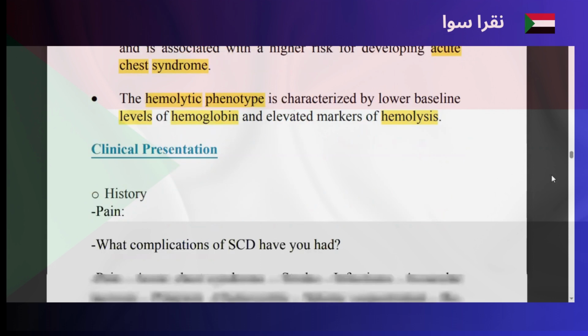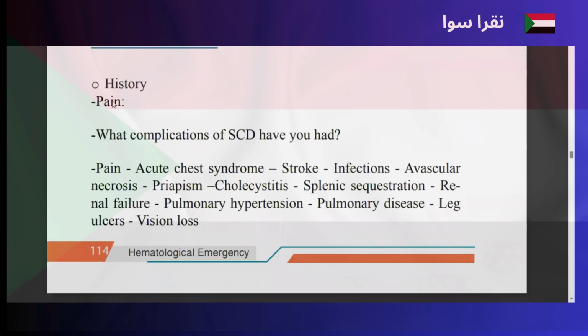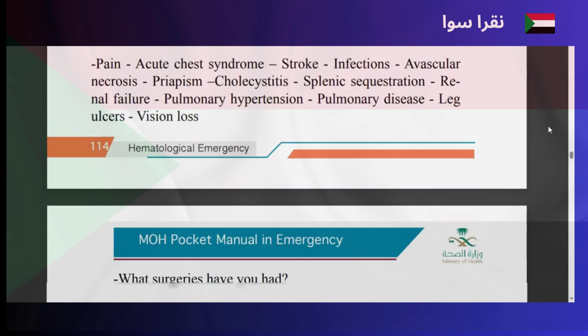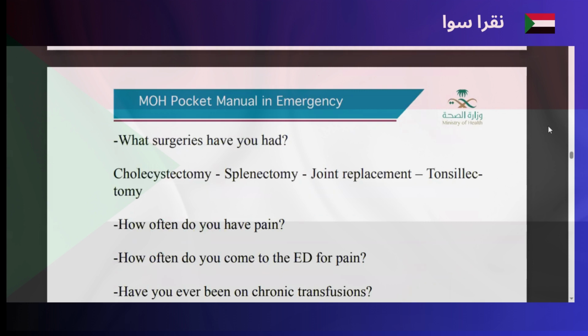The clinical presentation, history. Pain. What complications of sickle cell disease have you had? Pain, acute chest syndrome, stroke, infection, avascular necrosis, priapism, cholecystitis, splenic sequestration, renal failure, pulmonary hypertension, pulmonary disease, leg ulcers, vision loss. What surgeries have you had? Cholecystectomy, splenectomy, joint replacement, tonsillectomy.